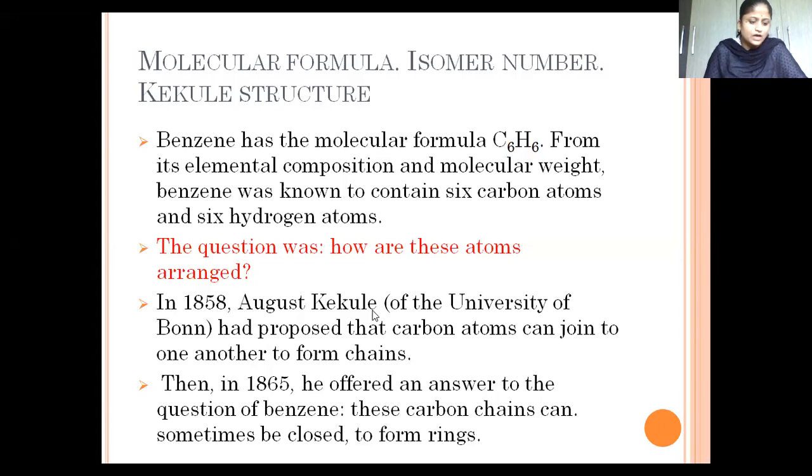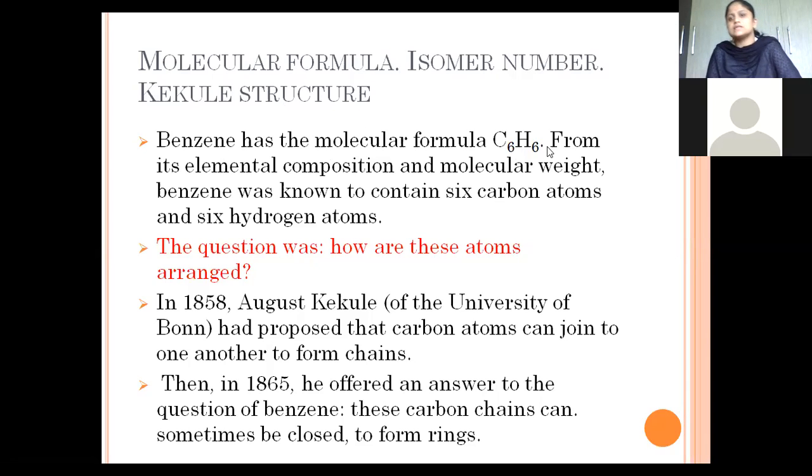Okay, so we have reached up to this slide, that is molecular formula, isomer number, and Kekule structure. Now, before Kekule put forth the structure in front of us, he didn't know how all 6 carbon and 6 hydrogen atoms are arranged in the structure of benzene. He didn't know about this.